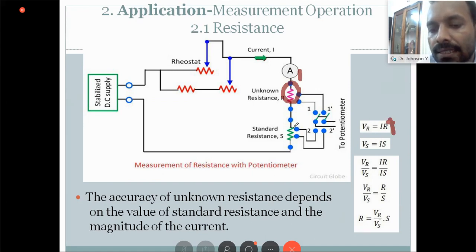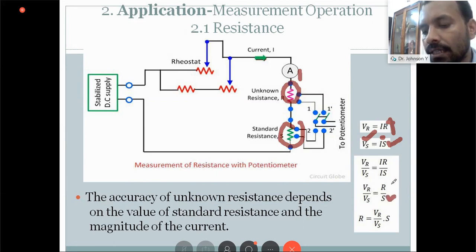Similarly, when switching to the standard resistance, it is VS, that is available from the potentiometer, and I, the corresponding current, is known here. S, the standard resistance value, is known. So when we divide the two equations, we get VR/VS is equal to IR/IS. I cancels out. VR/VS equals R/S. Here VR, VS and S are known. These three values are known. R is the only unknown. That we can find out using this equation.